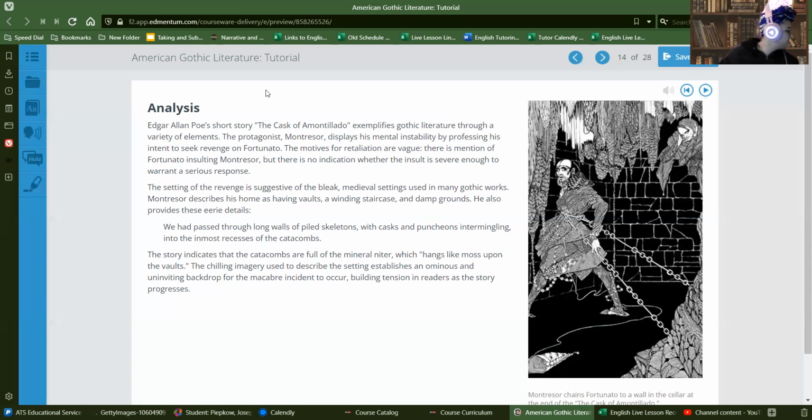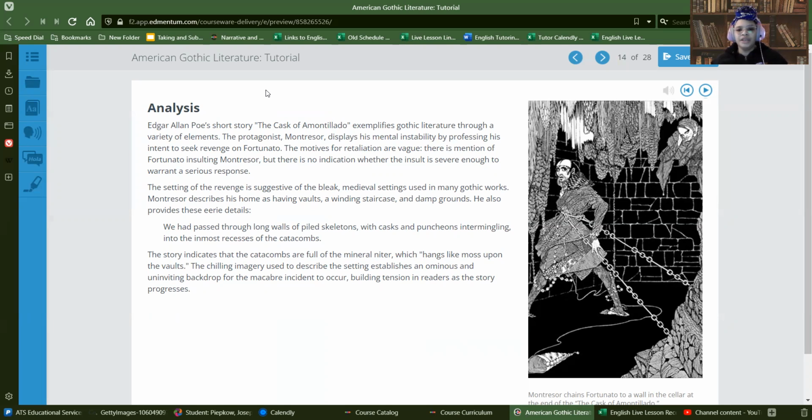There's also that the home of Montresor is described as having vaults, a winding staircase, and damp grounds. So even outside of the underground area that they go in, his home is still an awful place. Anyone coming to visit him is not going to turn out well.